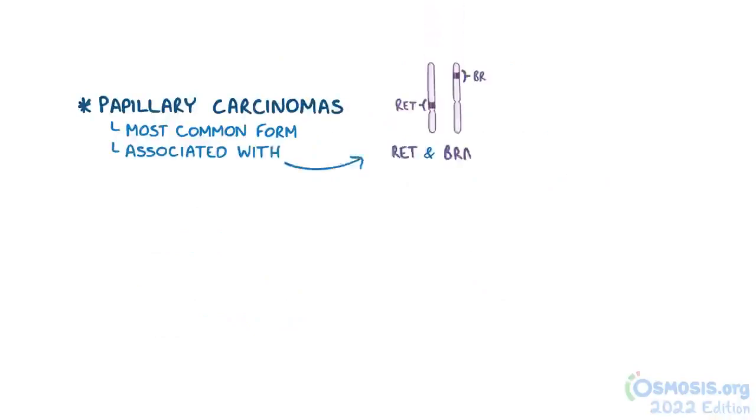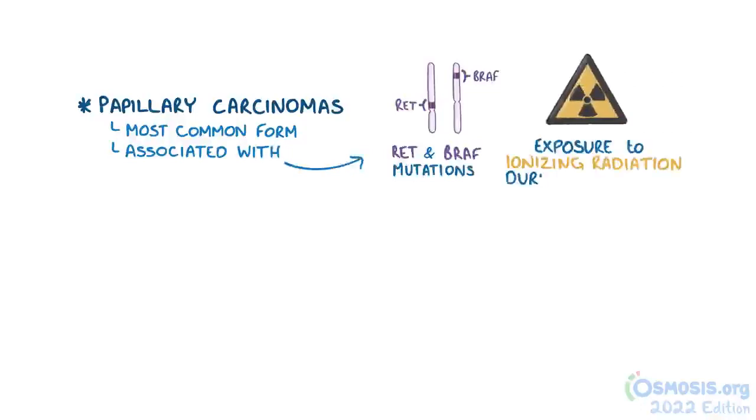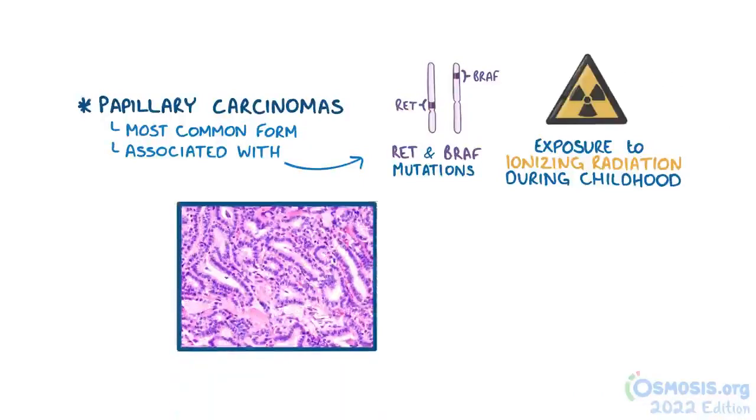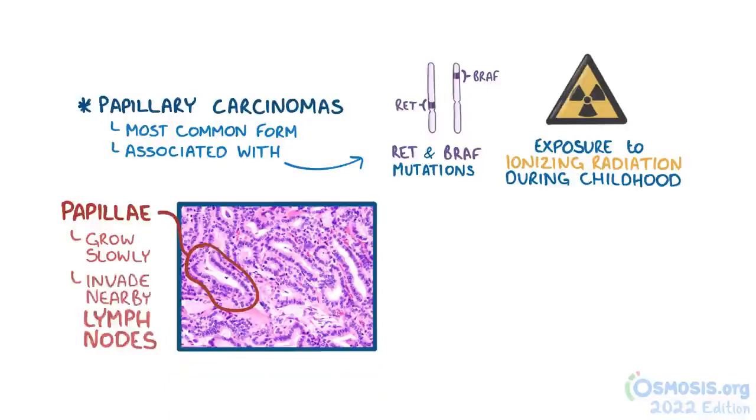The first group, papillary carcinomas, represents the most common form of thyroid cancer and is associated with RET and BRAF gene mutations, as well as exposure to ionizing radiation during childhood, as was seen in kids near the Chernobyl nuclear power plant accident. The name papillary refers to the fact that these tumors have finger-like prolongations of follicle cells known as papillae, that tend to grow slowly towards nearby lymphatic vessels and invade nearby lymph nodes in the neck.